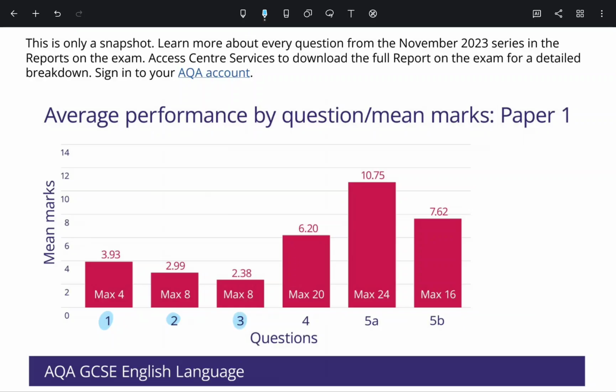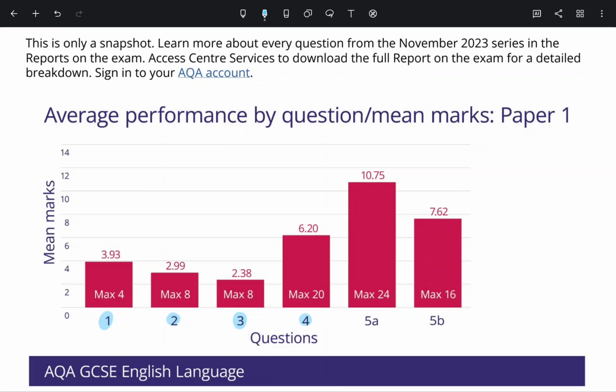Question 3, the structure question, maximum marks available, 8. And the student average was 2.38. So what does this tell us? Students struggle with structure in comparison to language. That's something for you to remember. And then question 4, the evaluation question that you all completed last Thursday, it's out of 20. And look at the average, it's 6.20. To those of you who I teach, you'd know how I go on and on about the evaluation. It's super important, it's essential that you work on this question.